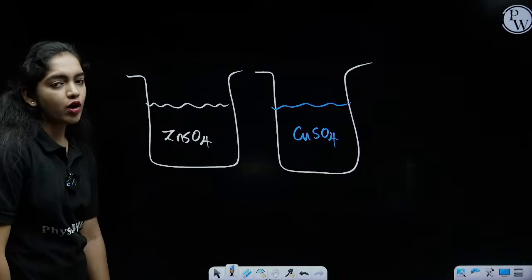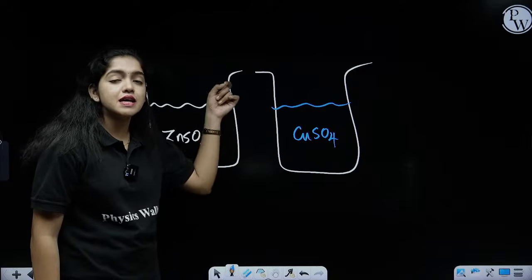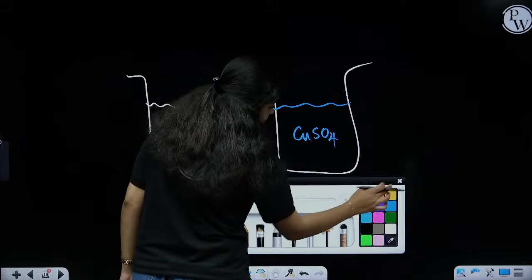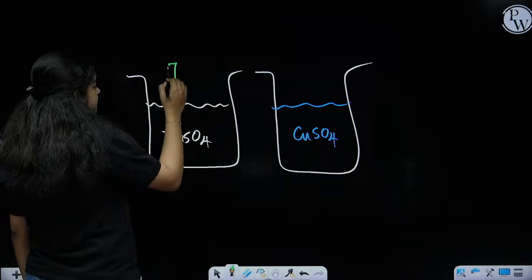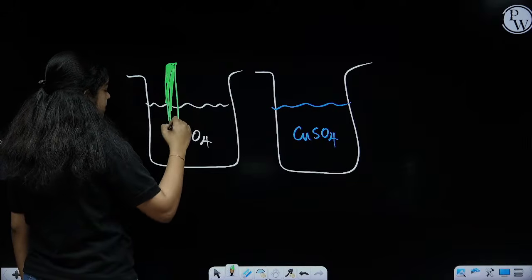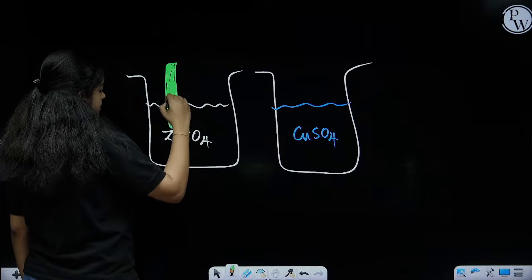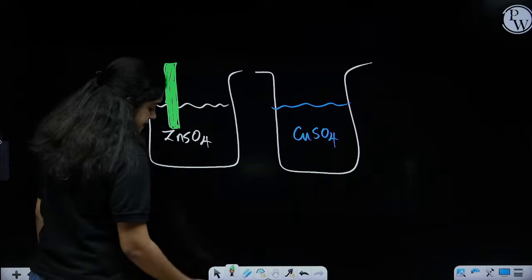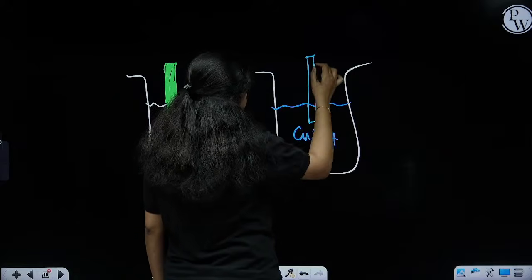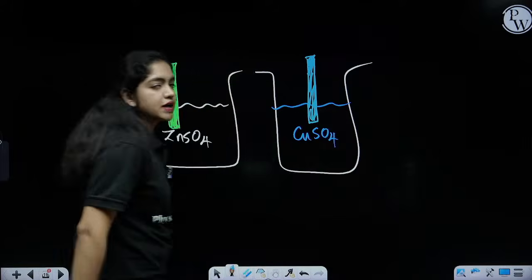In the two beakers, we are going to immerse two metal rods. In the first beaker, it is zinc sulfate, so we immerse the zinc rod in it, a piece of zinc metal. So here we can draw the metal piece, zinc metal. And in the other one we are going to draw a copper metal piece. So the construction is completed?